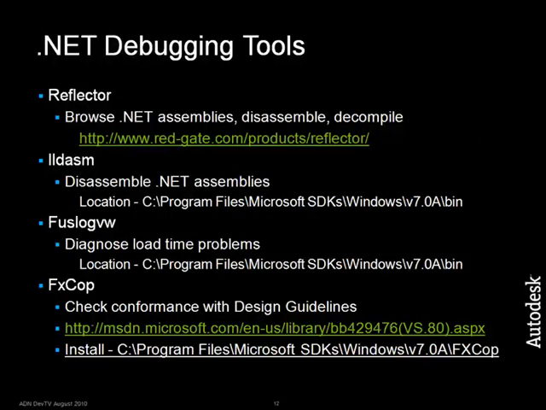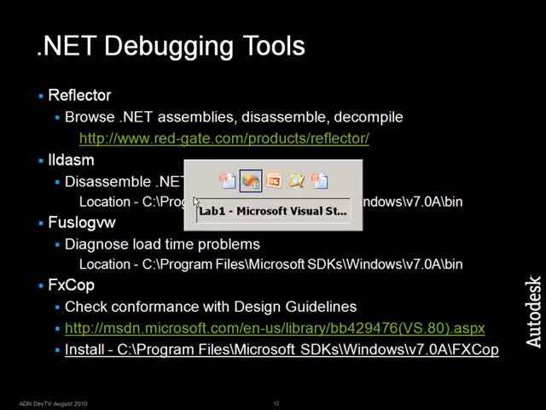After you create your .NET DLL, you may want to use these tools to help understand the behavior that is occurring with your application. You can use tools such as Reflector or IL Disassembler to explore the contents of the .NET assembly. Fuslogvw, the Fusion Log Viewer, will help you find out why a DLL is not loading correctly. If you want to check your application for conformance with design guidelines, use a tool named FxCop. Let's go ahead and use the IL Disassembler EXE and explore the DLL that we created.